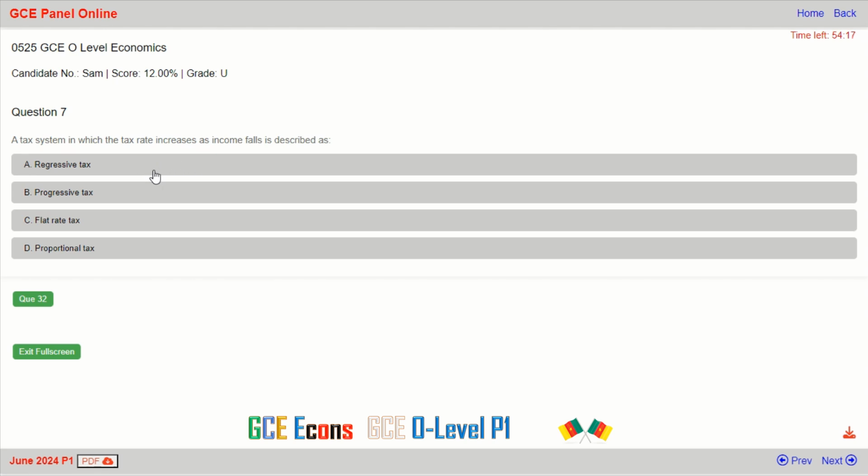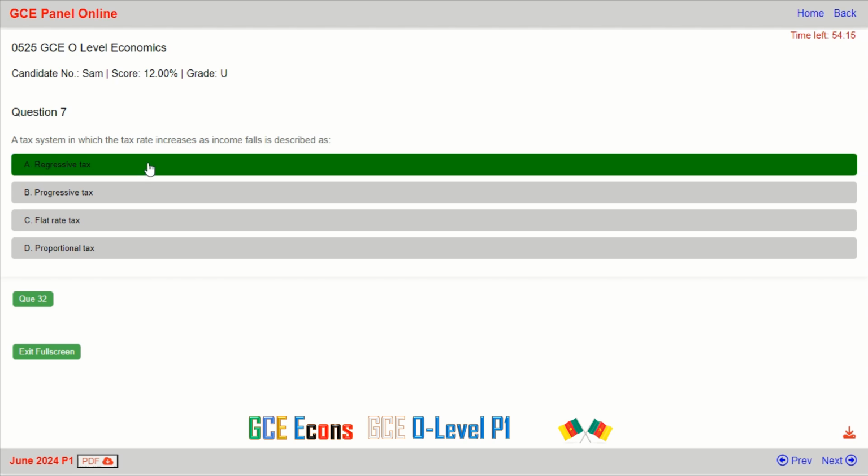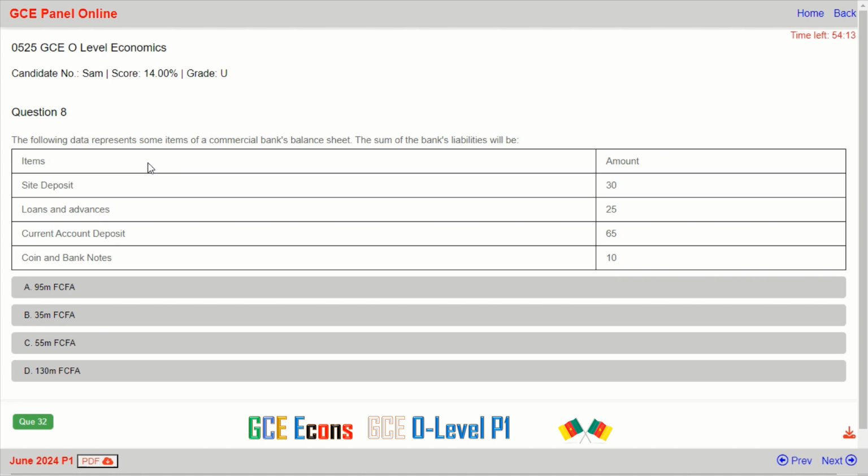So here we said the answer was regressive tax. You can see that I am still a U grade. Once I reach 48%, I will move from U to D.